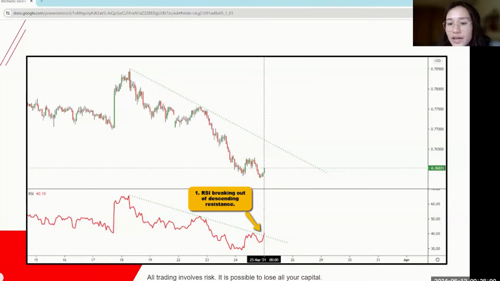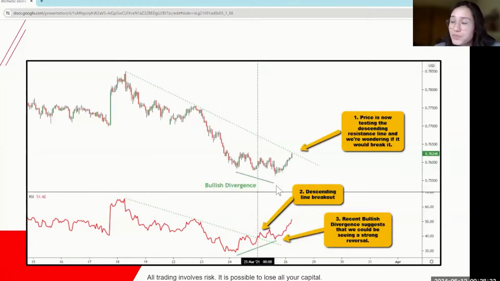So on our RSI here, we see RSI breaking out of the descending resistance, and we're calling it a resistance instead of a descending trend line because for it to identify as a trend line, it needs to touch at least 3 times, which here you can see it hasn't. So that's why we're calling it a resistance level. So now price is testing this descending resistance line, and we're wondering if it's going to break out of it.